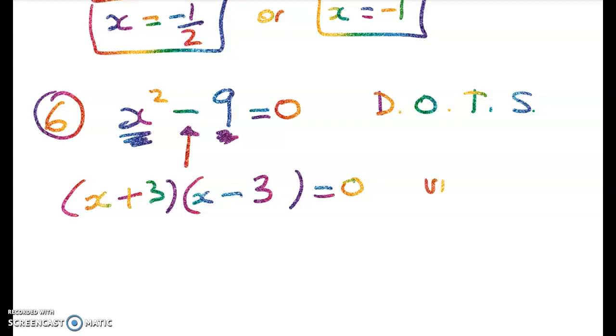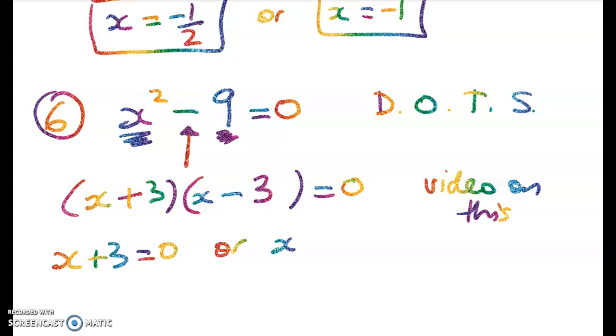And there's a separate video on this that I made either last year or the year before. So just go search difference of 2 squares on this channel. So x plus 3 equals 0, or x minus 3 equals 0, x equals negative 3, or x equals 3.